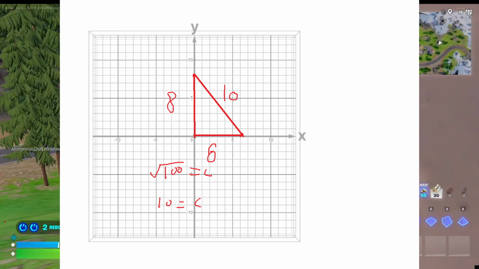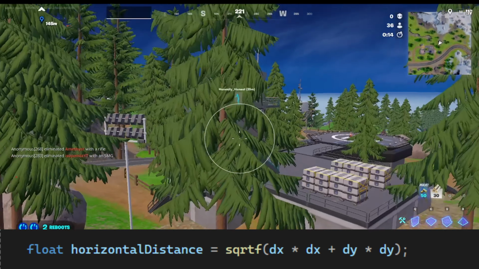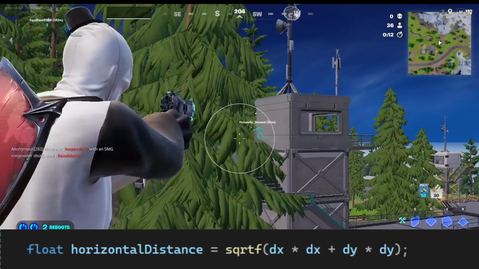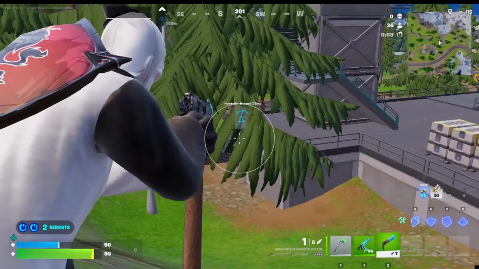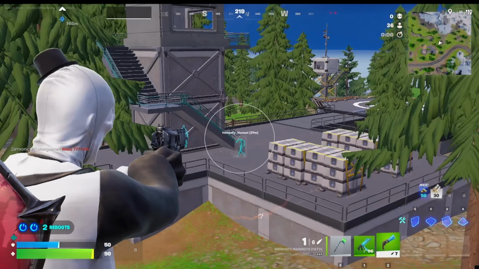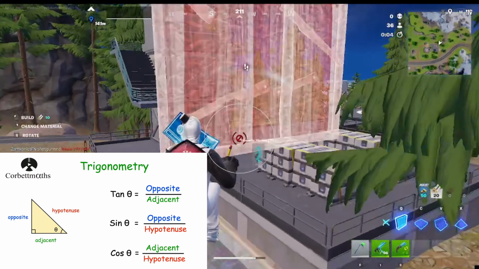In C++, that calculation would look something like this. We're literally doing the exact same equation. Square x, square y, add them together. Take the square root. Now we know how far away the target is horizontally, but we still don't know which way to look. That's where the trigonometry starts.